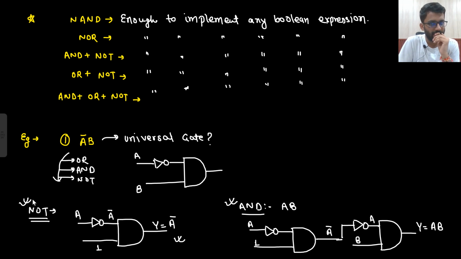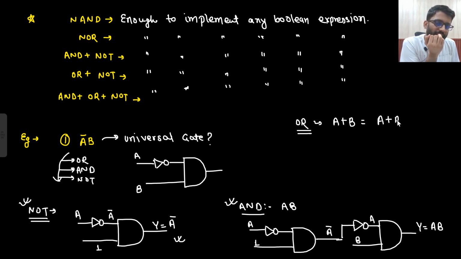OR gate. For OR gate, you need A plus B. Or I can say I can take double bar here. What if I take double bar? I can say I need A bar dot B bar, the whole thing barred. This is what I need. I can say that, right? So what will I do?